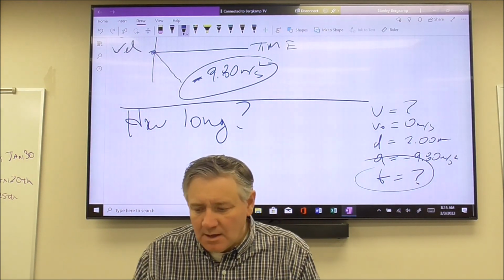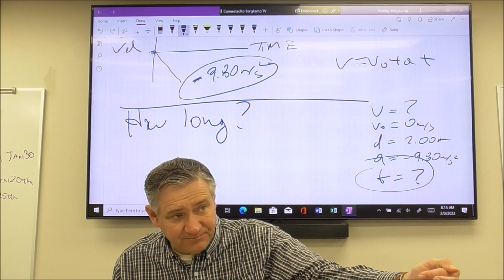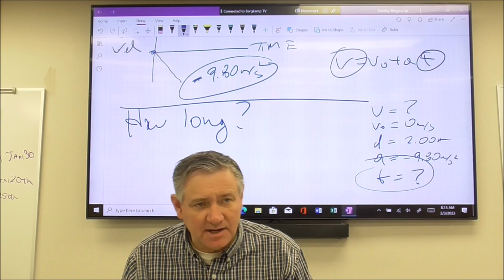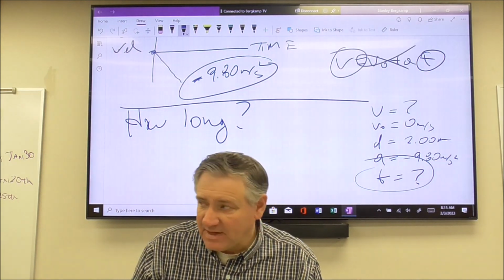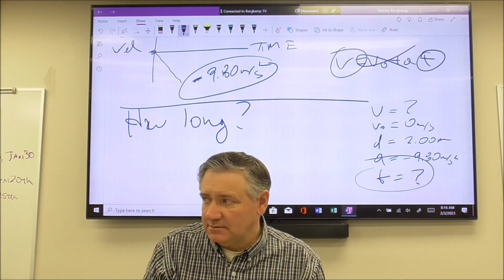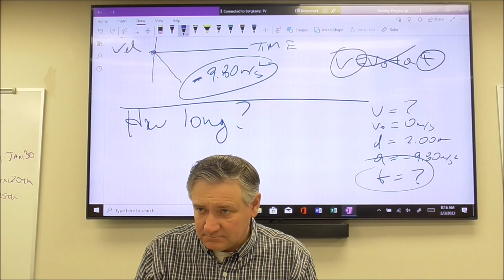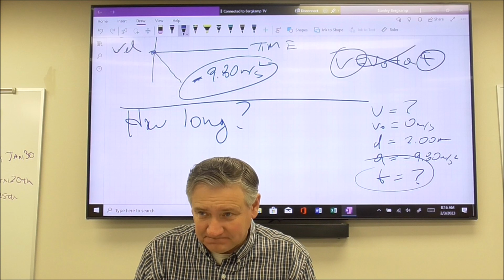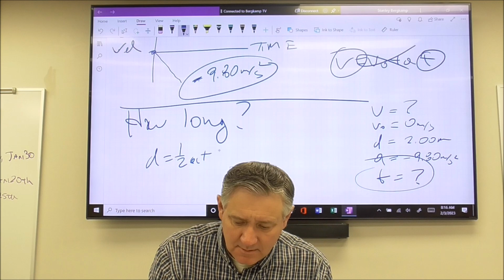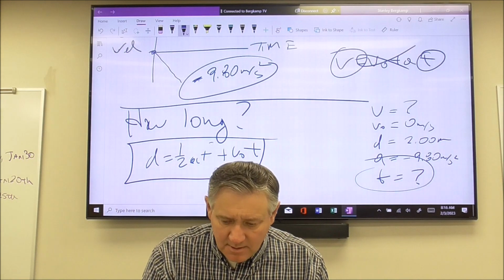I could try and use v equals v naught plus at. That involves acceleration. But I have 2 unknowns. I don't know time, and I don't know my final velocity. So that's out. So what's the only equation that doesn't include the final velocity? It's the only one that doesn't have final velocity in it. Evelyn. Distance equals velocity initial times time plus 1/2 acceleration times time squared. Beautiful. 1/2 at squared plus v naught t.